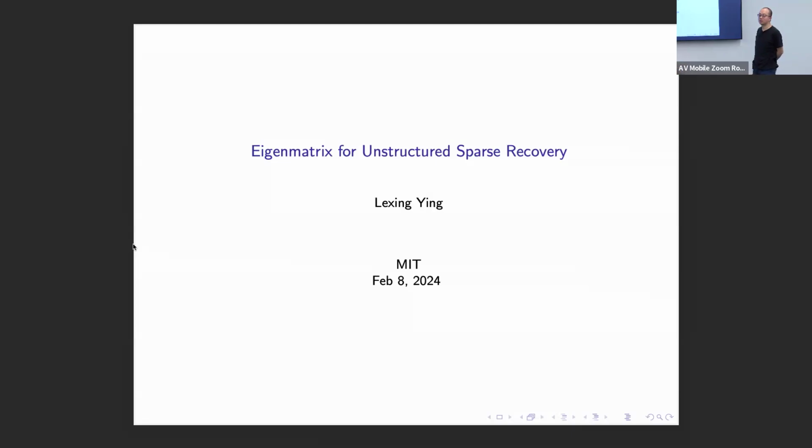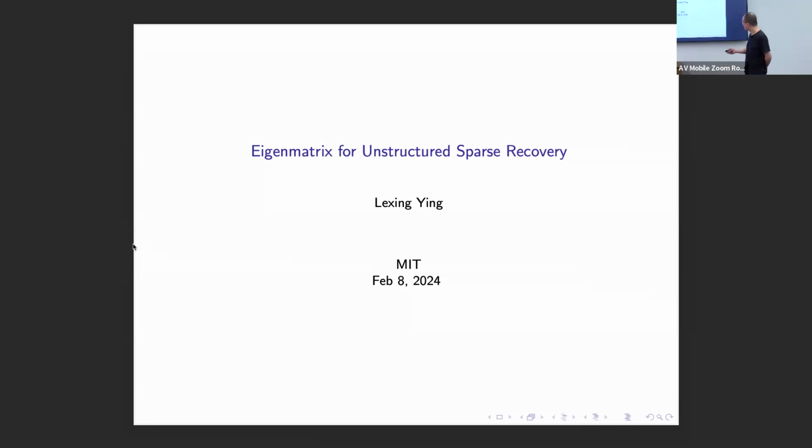So today I'm going to talk about some new stuff I've been thinking about recently. It's called eigenmatrix for unstructured sparse recovery. I choose this topic partly because it's suitable for a broad audience, since it doesn't require too much background. But the other thing is that there are a lot of experts here at MIT who have been working on similar problems.